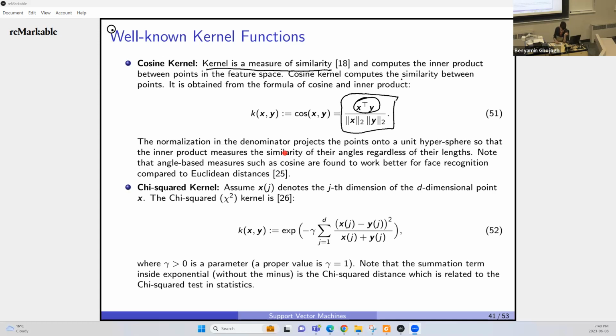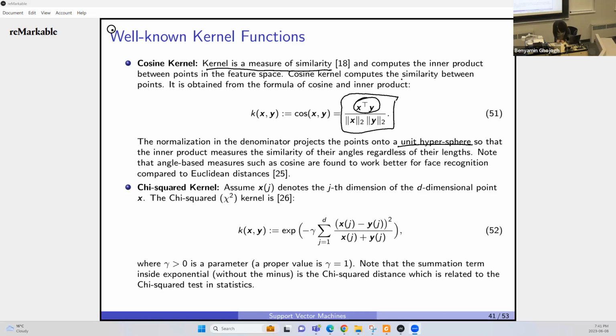The normalization in the denominator projects the points onto a unit hypersphere. That's important. What does it do? If you apply the linear kernel or simple inner product, X transpose Y, it doesn't care about their lengths. It just computes. But cosine first brings them in. If a point is too long, it shrinks it. If it is too small, it expands it. So they both end up on the surface of a hypersphere with unit radius, and then it applies the inner product.